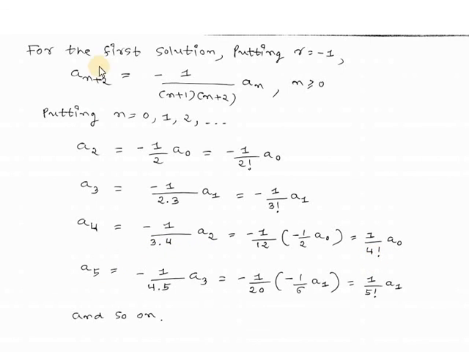Now putting n equal to 3 in this relation, we will get a5 is equal to minus 1 divided by 4 into 5 into a3, which can be written as minus 1 divided by 20 in bracket minus a1 divided by 6, because the value of a3 is minus a1 divided by 6. So the final simplified answer will be a1 divided by 5 factorial, because 120 is 5 factorial, and so on.